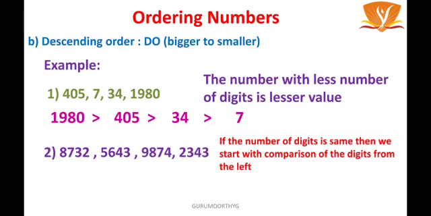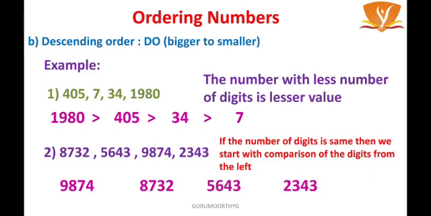So you are going to select 9874. Next you are going to compare remaining 3 numbers. 8000 is greater value. You are going to select first number. Next you are going to compare the remaining 2 numbers, the second number and fourth number. The second number is greater value. You are going to select greater value. Finally 2343 comes in last.